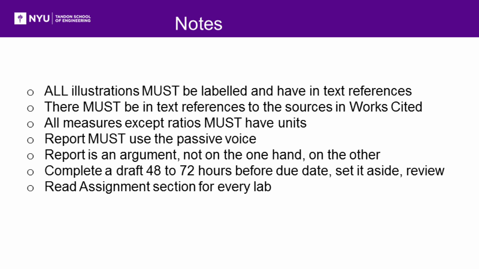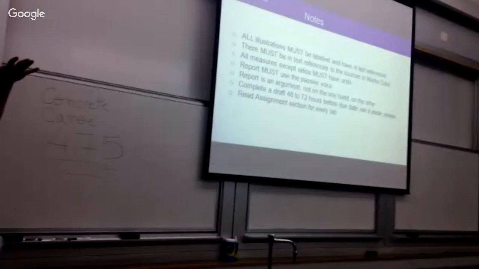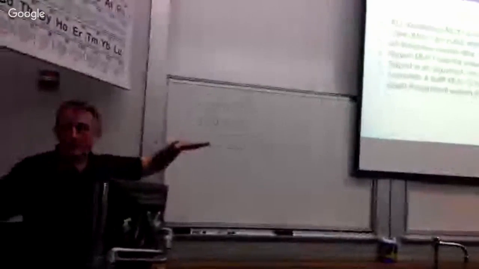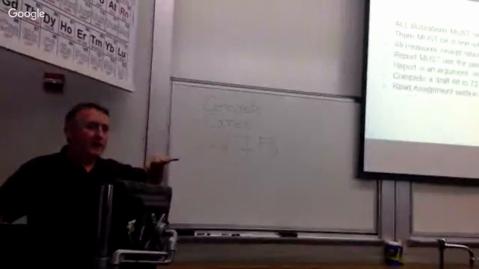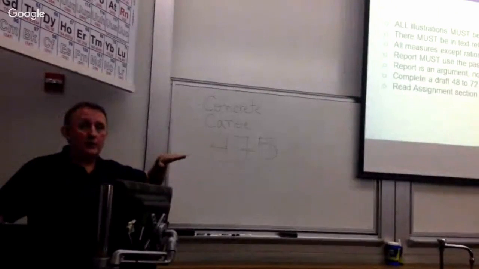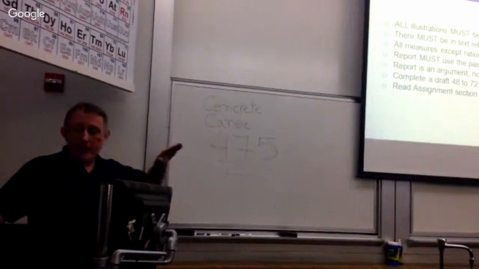Now, here's some final notes about the lab reports that you're doing in this class, and this is true across the board for all lab reports. All of your illustrations have to be labeled. Figure one, figure two, figure three, table one, table two, table three, graph one, graph two, whatever the illustration is. And again, tables go above, figures go below, graphs go below. And then you must have in-text references to all of your illustrations. Right? You've got to have that.